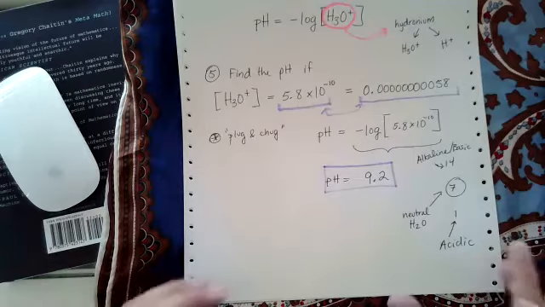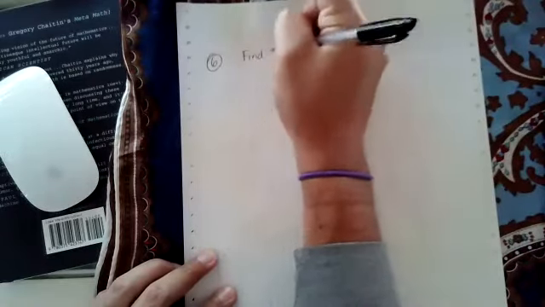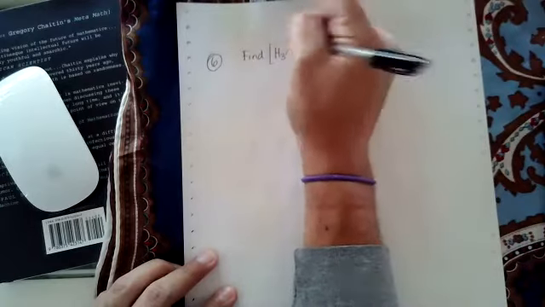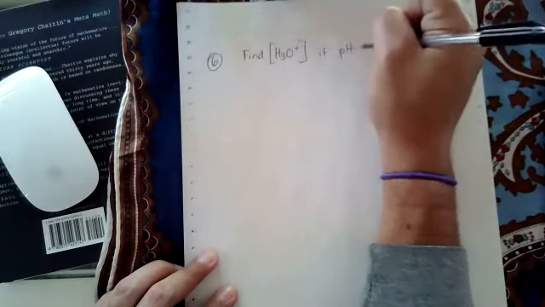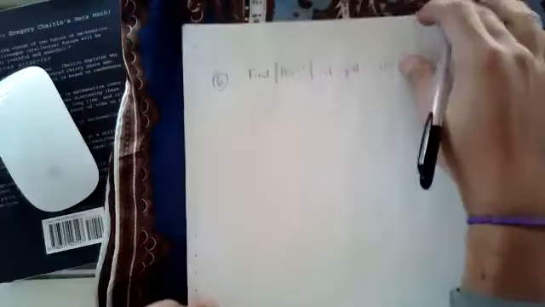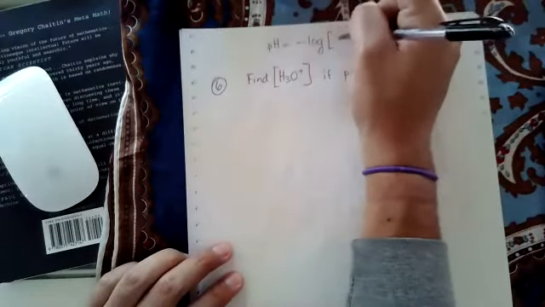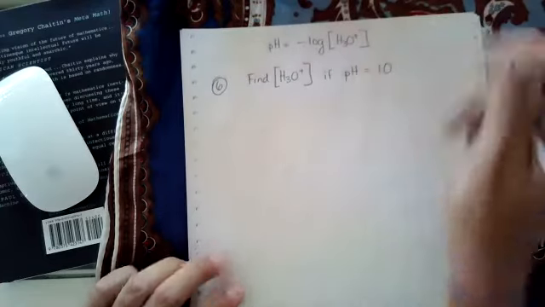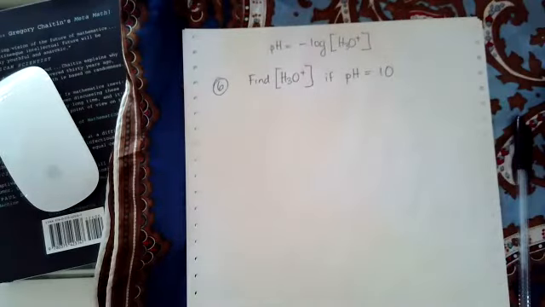Okay, let's look at another one that uses this formula. Let's find H3O plus, our hydronium concentration, if we're given a pH of 10. Remember, the formula that we need is pH is equal to negative log of your hydronium concentration. So can anybody tell me, how would you set up your formula so that we can begin solving it? You don't have to give me the answer, but just how would you go about setting this up?